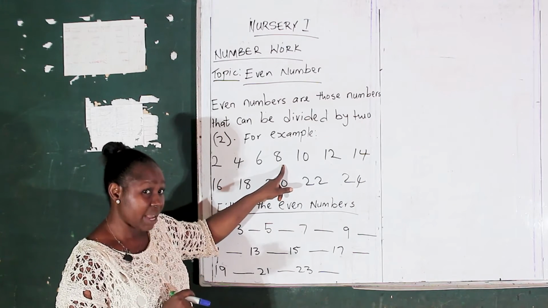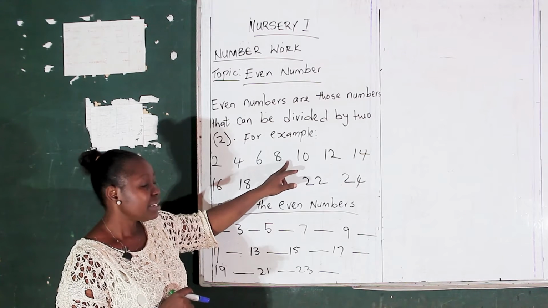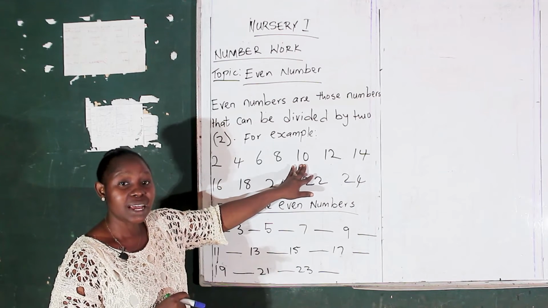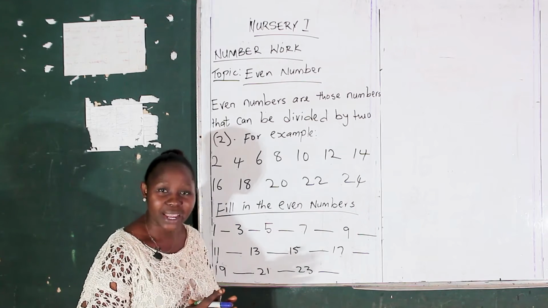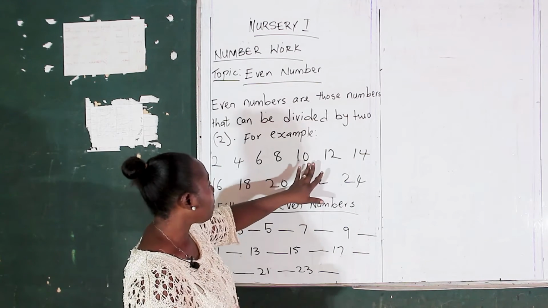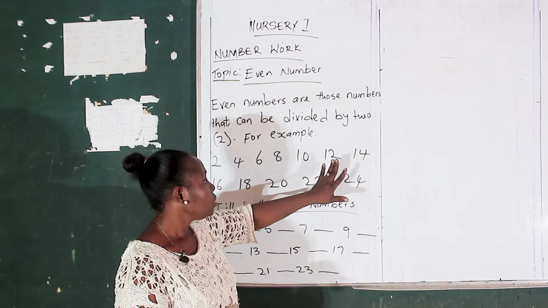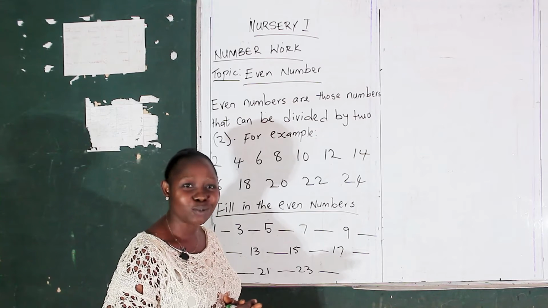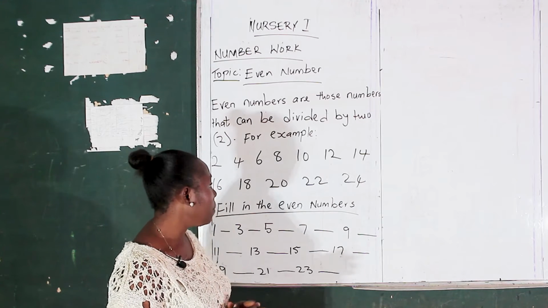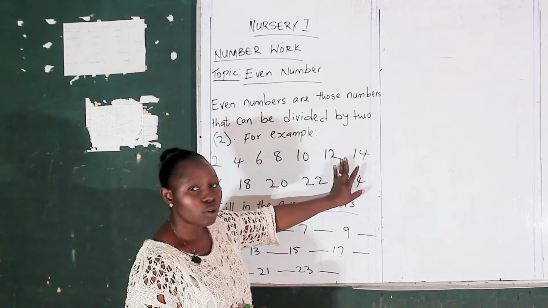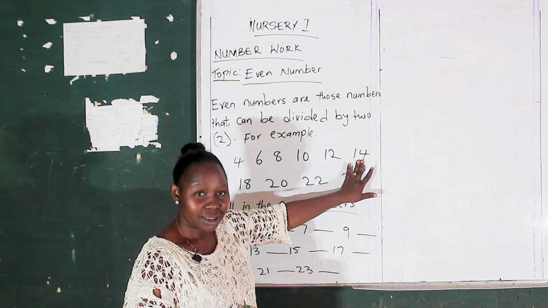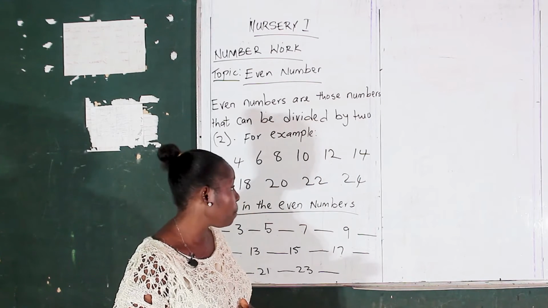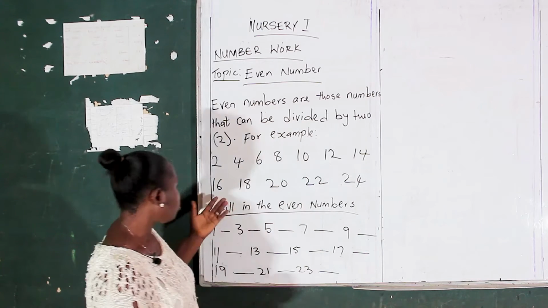Now jump another number. Can you say it out? We'll jump 9 and go to 10. 10 is an even number. Which other number can you jump, children? We jump 11 and go to 12. Are you there with me? Now, tell me the number you jump again and get the even number. We'll jump 13 and go to 14. Okay? Are you there with me? Which other number will you jump to get your even number? We'll jump 15 and go to 16.